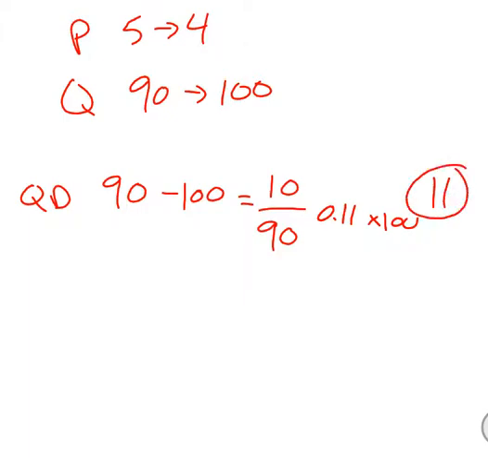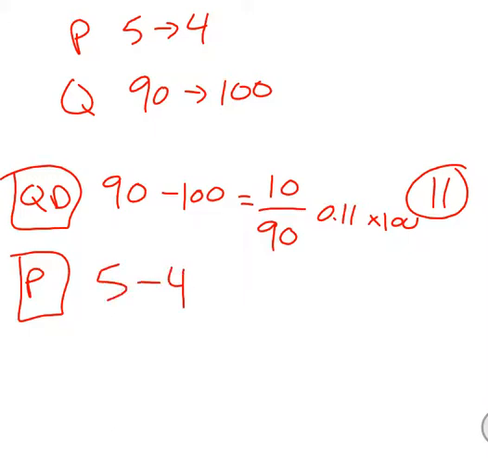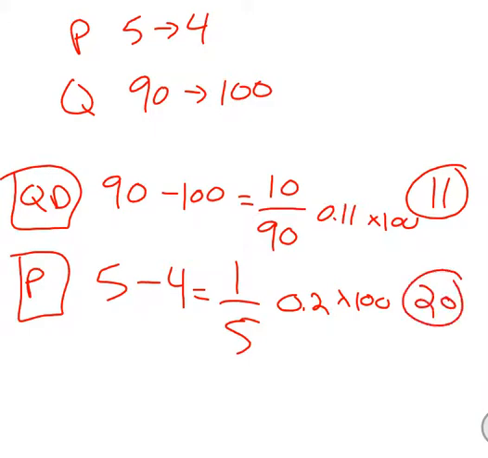And then our bottom number is going to be our price. So we're going to go from our price right here. I'll just kind of box these so we make sense. Our price, 5, subtract the new number, which is 4. It's going to be 1 over 5, which is 0.2. Multiply that by 100, it's 20. So now we got our quantity demanded on top, our price on the bottom. We're going to divide 11 by 20. A slightly different one, but that's okay.